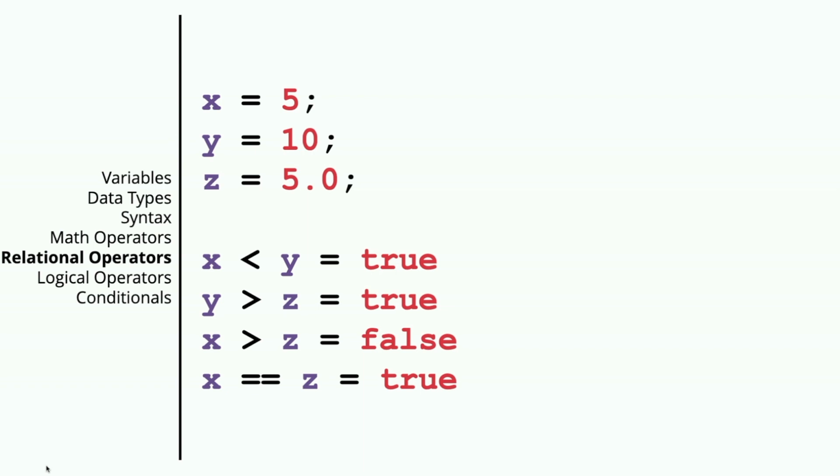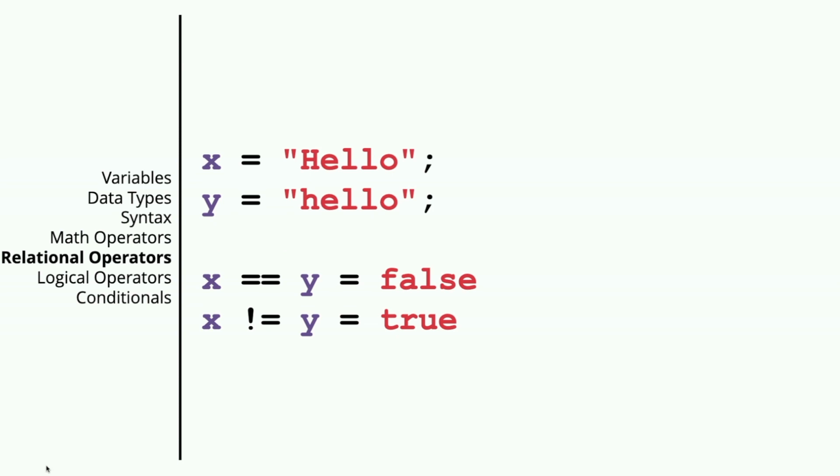And then the last one, x equal to z. So it will treat the integer and the decimal as being equal. So even though they're different data types, mathematically, it's going to count those as the same, and it would evaluate as true.